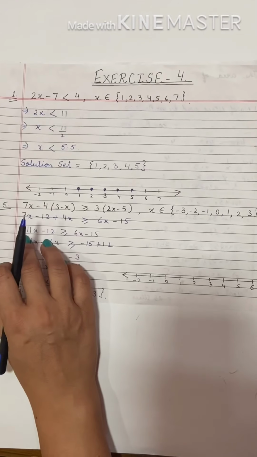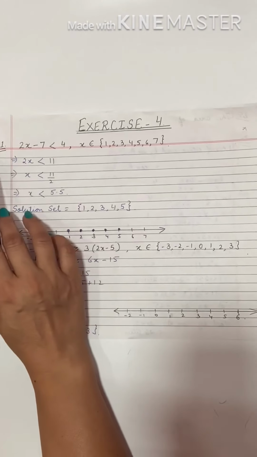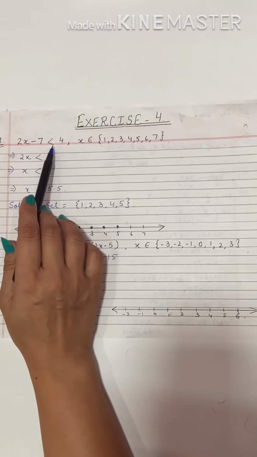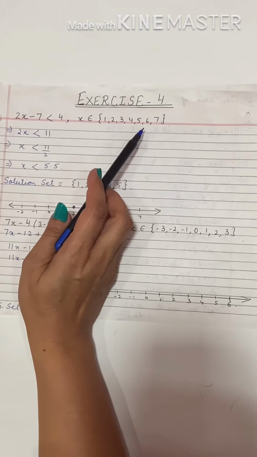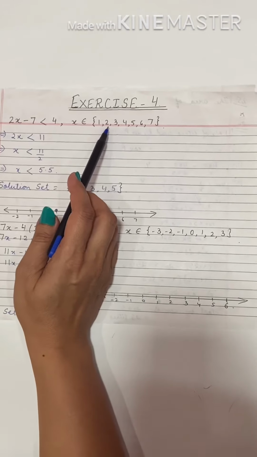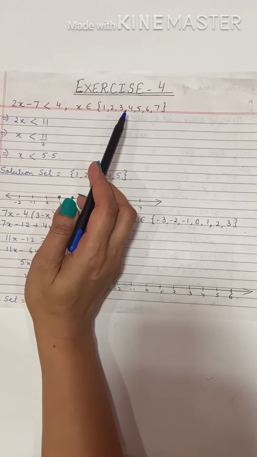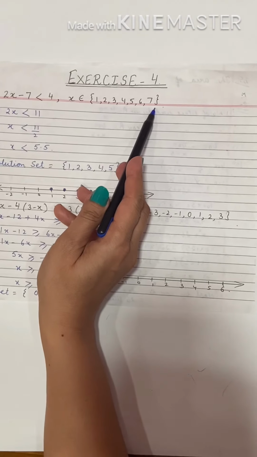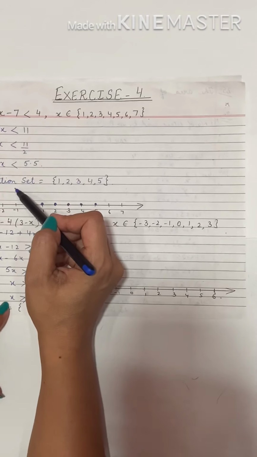Now let us start the exercise, and I'll explain how to solve the linear inequation. Exercise 4, question number 1 we have is 2x - 7 < 4 and x belongs to 1, 2, 3, 4, 5, 6, 7. This 1 to 7 is given to us, and it is the replacement set. From this replacement set we are going to find the solution set.